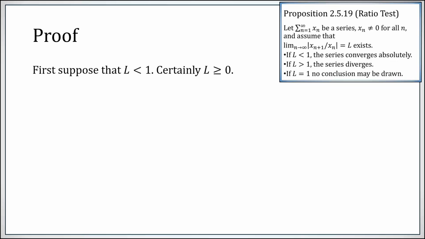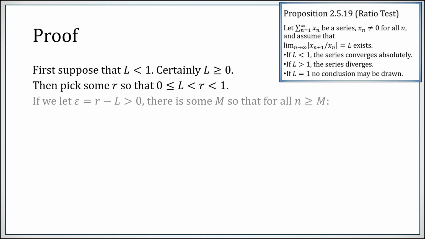Let's prove it. First, let's suppose that this limit doesn't just exist, it is less than 1. Because L is a limit of a bunch of absolute values, it's definitely bigger than or equal to 0. So pick an R that is bigger than L and therefore also definitely bigger than 0, but less than 1. Since L was less than 1, there is an R that can be found in there somewhere. Which means R minus L is positive, call that epsilon.